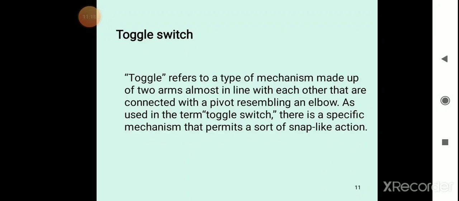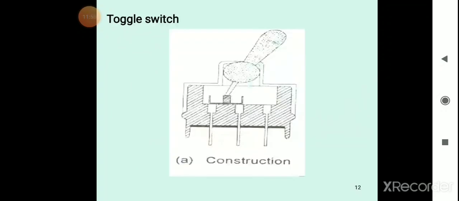There is a specific mechanism that permits a sort of snap like action. As you see in the elbow, it moves front and back. In the toggle switch, the pivot moves front, it provides one path, it toggles to the next side, it provides the off condition. Like that, on and off conditions are there. You can get clarity by seeing the diagram. You can see the toggle switch, how it is. Just like the elbow, it may move either right side or left side. Depending on that movement, the connection will take place.